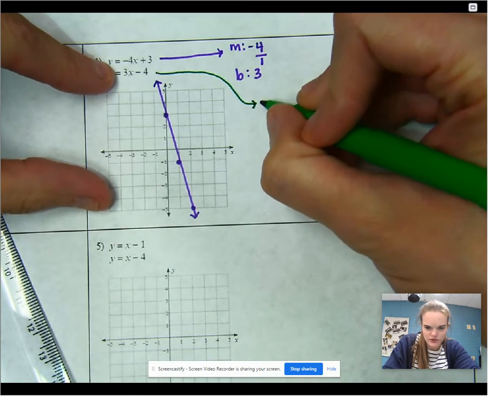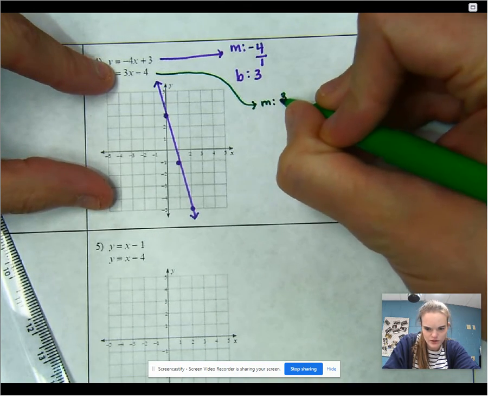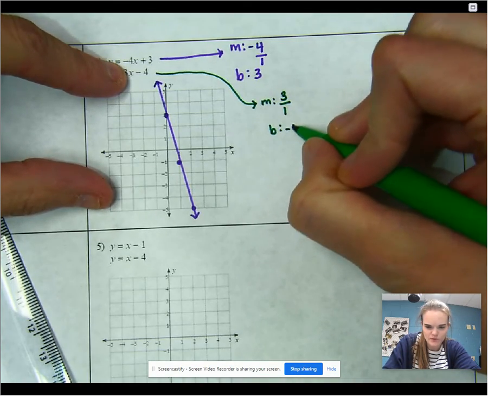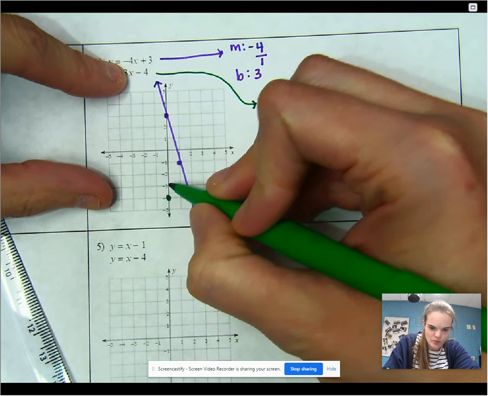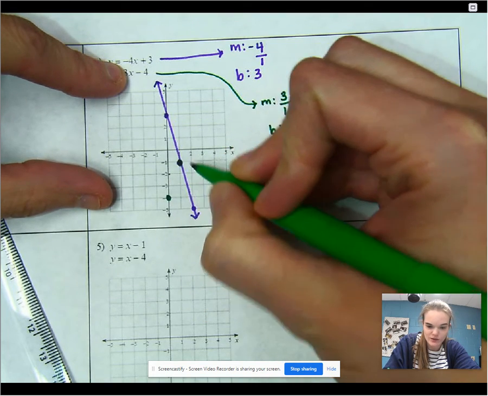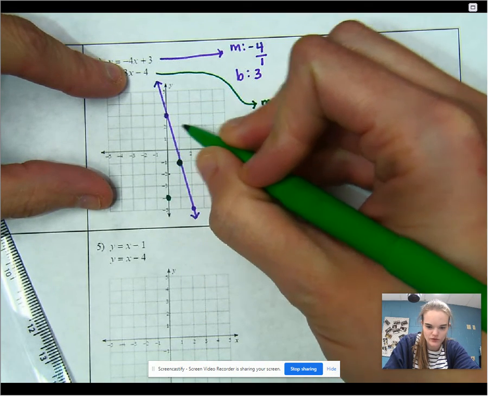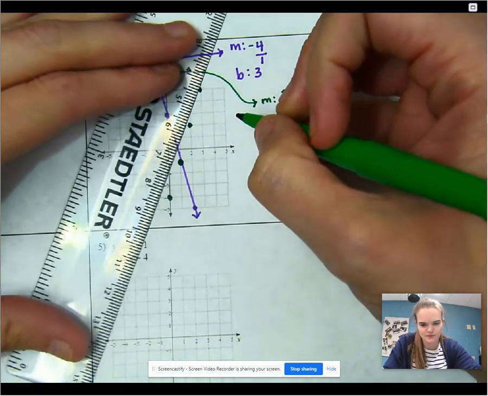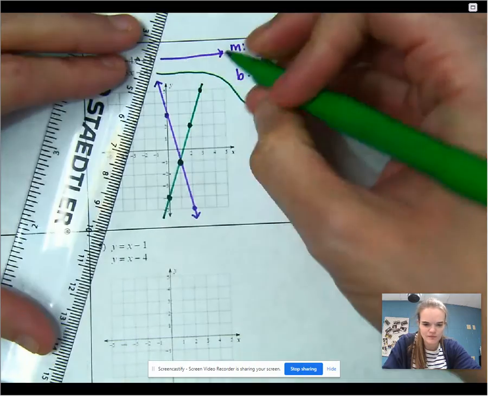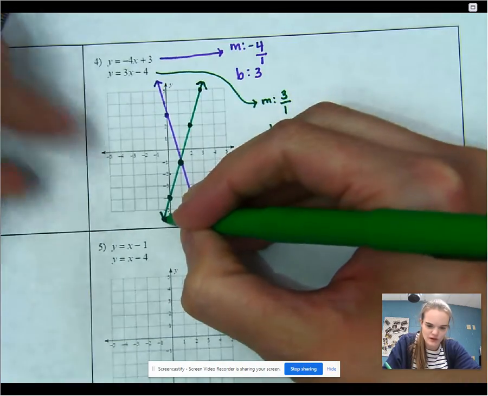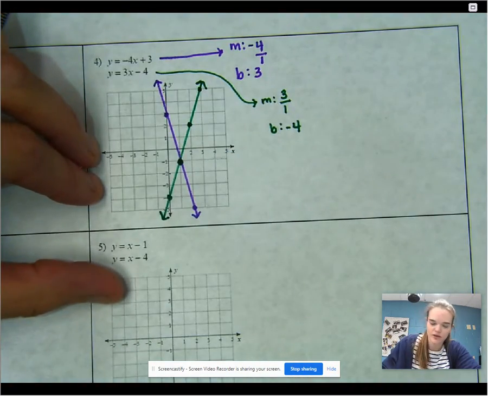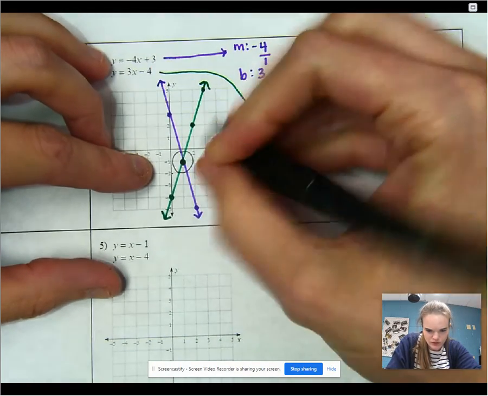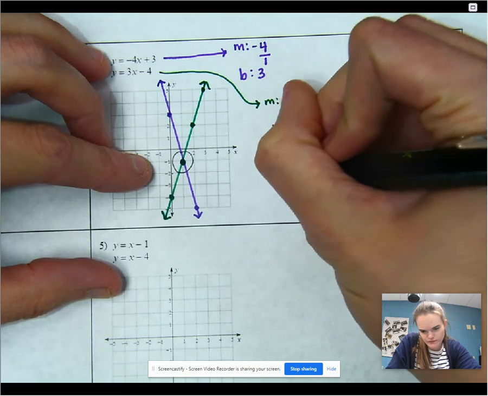Okay. The slope is 3, so over 1. Y-intercept is -4. So start at -4 and go up 1, 2, 3 over 1. I like it when I get the point the first go. So my intersection point is going to be right there. Again, make sure you're being precise. You would hate to get it wrong because of that. So that is 1, -1.